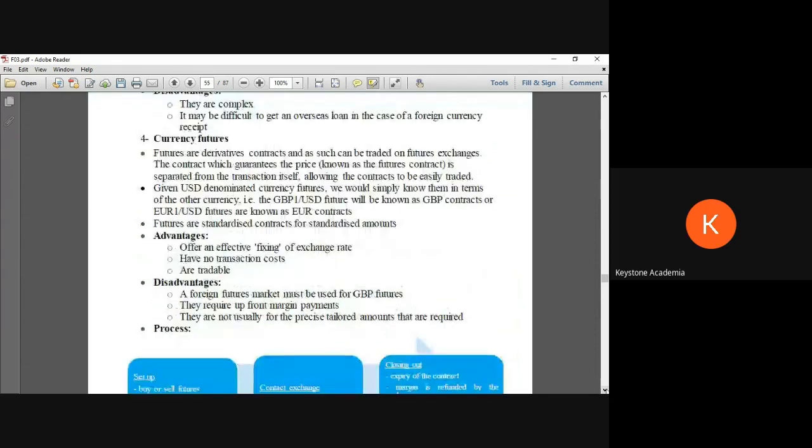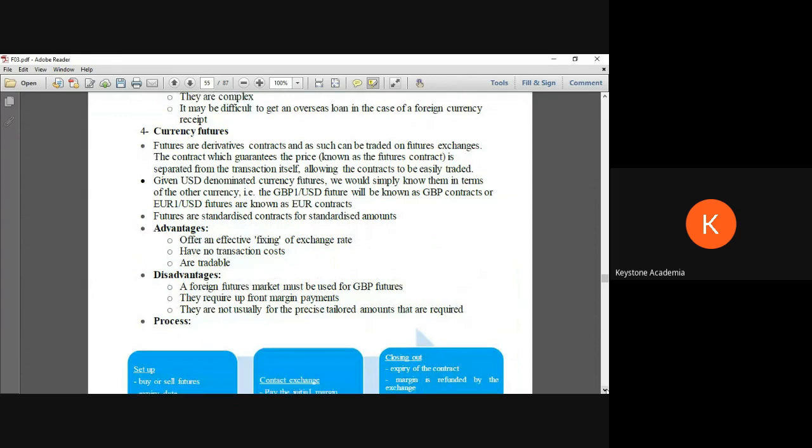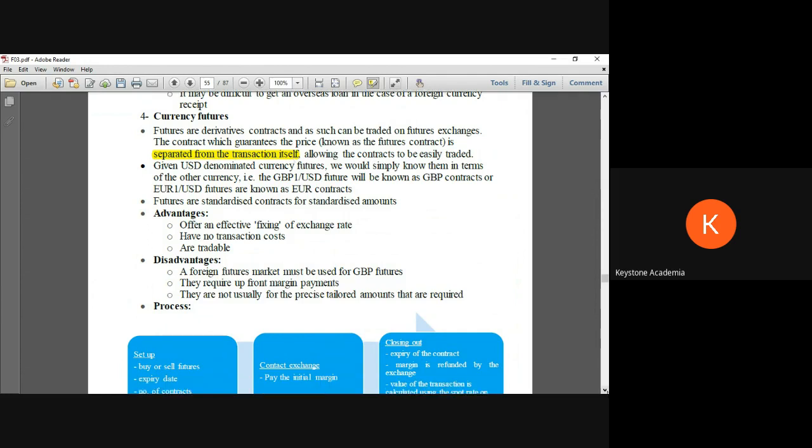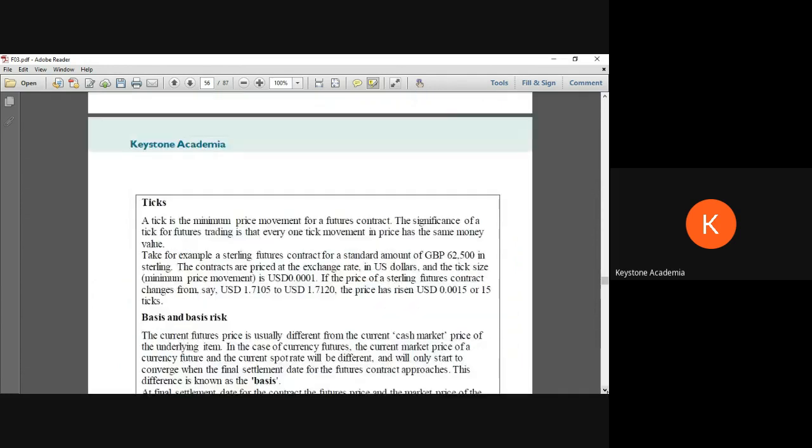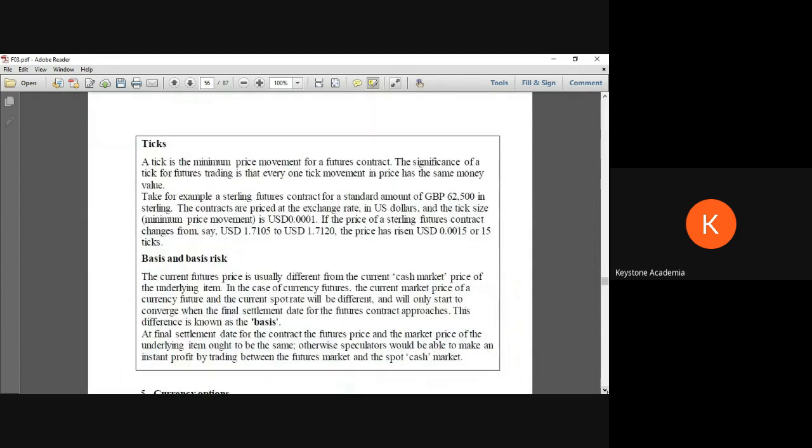Then currency futures, again, another type of contract. Futures or derivative contracts can be traded on a futures exchange, which guarantees the price. Ultimately, it's all about managing the downside risk. We are not looking at upside here. We are just wanting to avoid the downside risk.